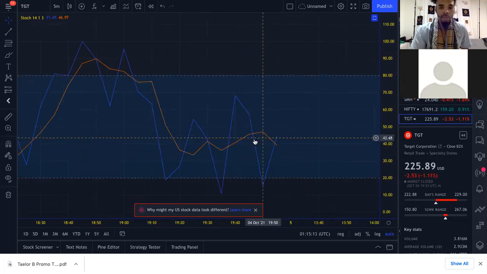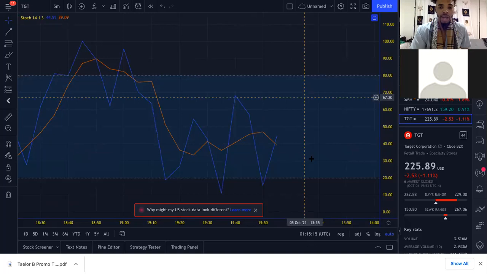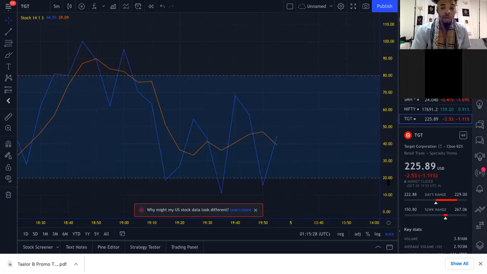We got the red line and the blue line, but now we have this zone area, and then we also have these numbers on the right here. All these numbers on the right represent volume. Basically, if you want to think about it like this, we had 10,000 traders in the market, 20,000 traders in the market, 30,000 traders in the market. And that's how you can represent these numbers.